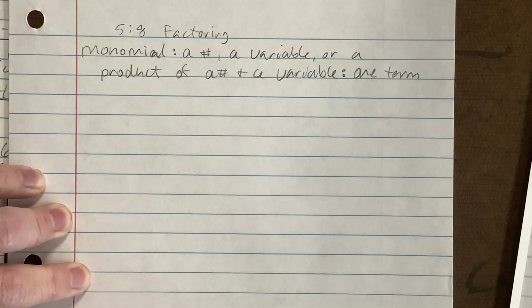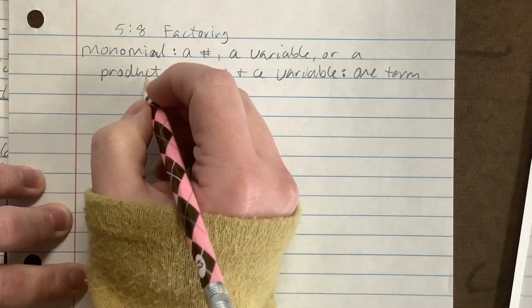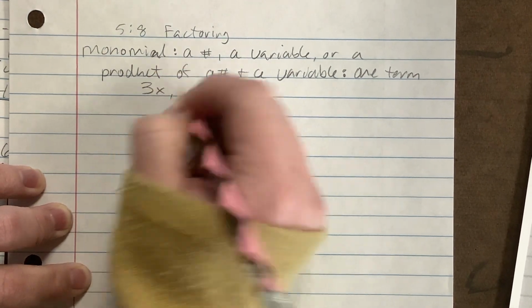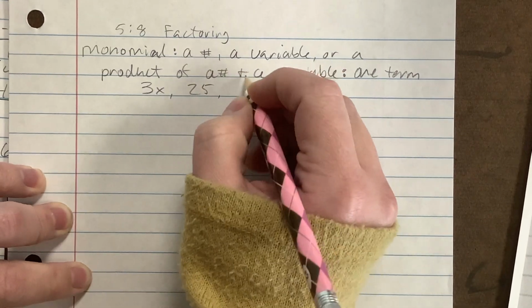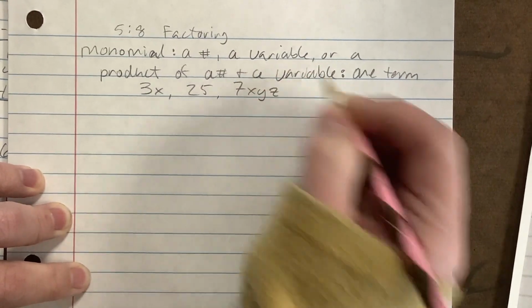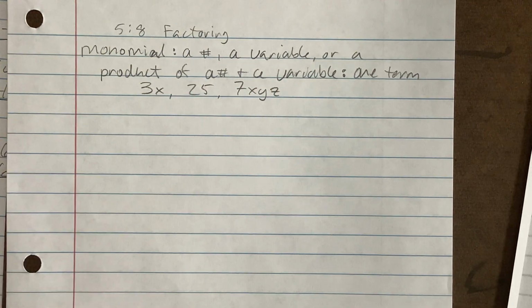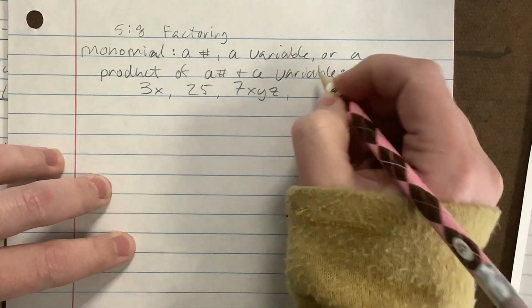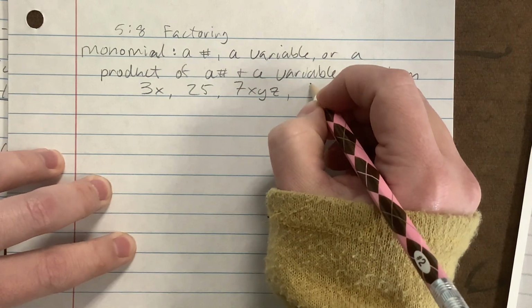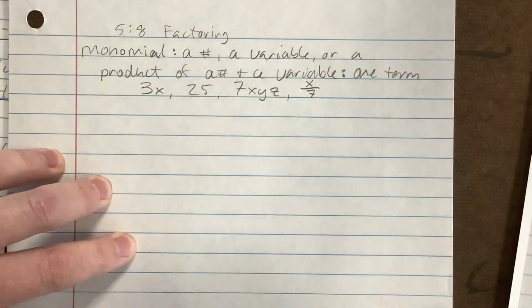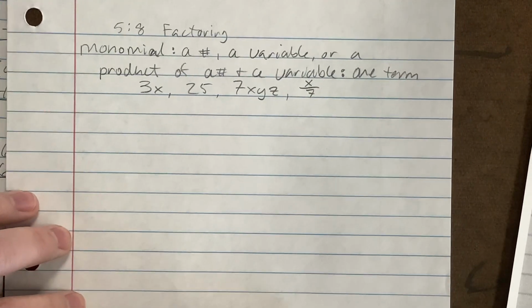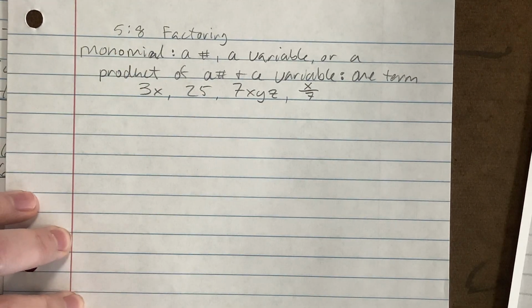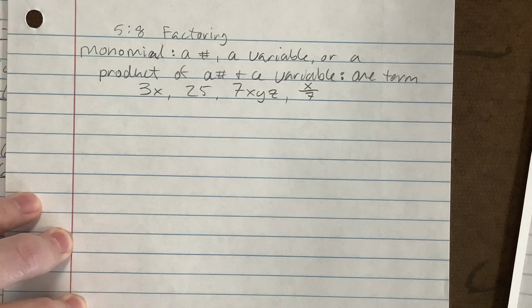So examples of monomials could be 3x or 25 or 7xyz. It's all together with just multiplication. We could even have division in there. You could have x over 7 or something, and that still counts as one term, so it's a monomial, as opposed to a polynomial, poly meaning lots, or binomial meaning two. Most of our linear expressions have been binomials, or two.